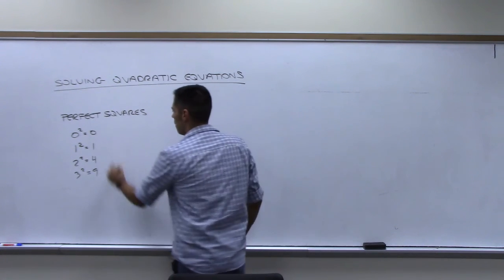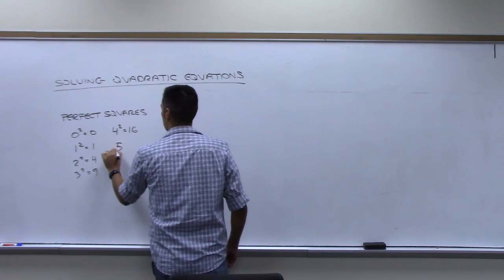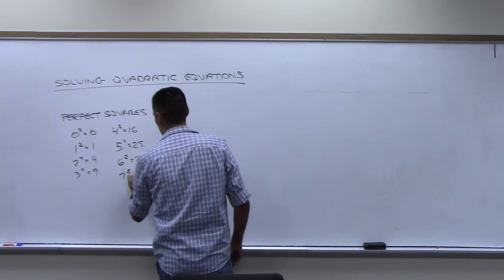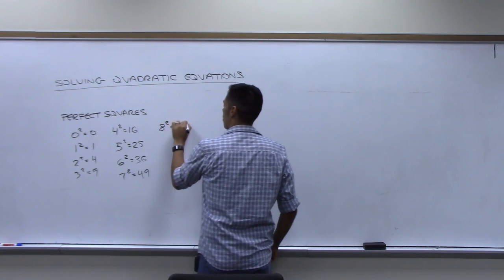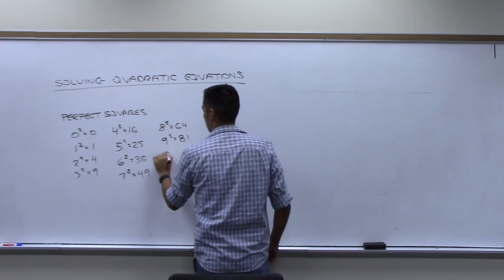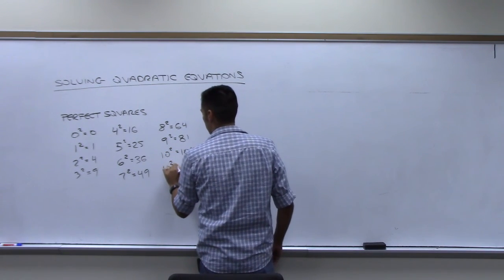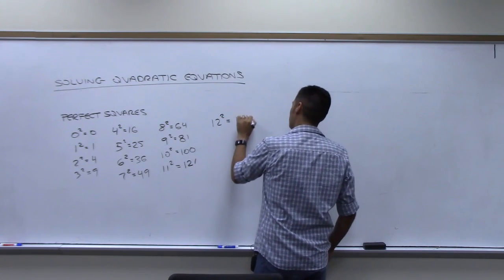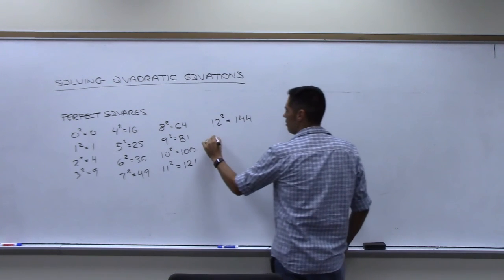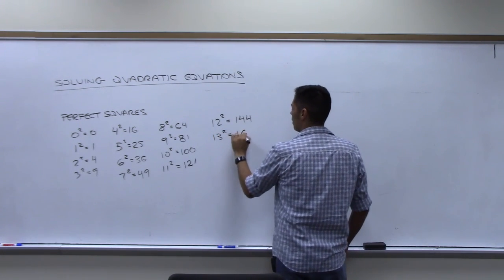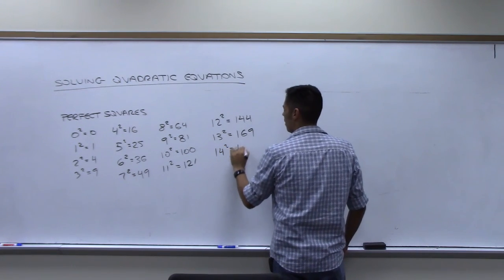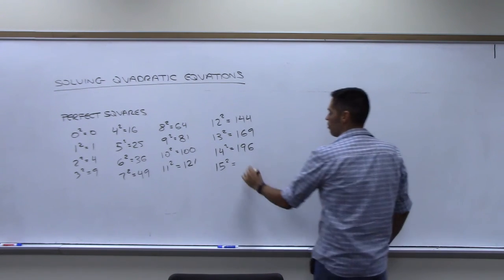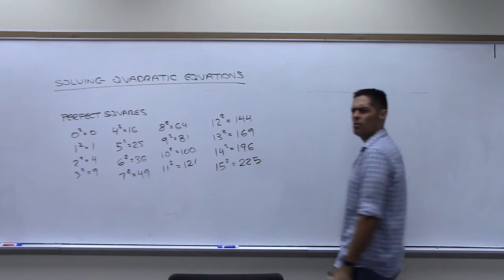4 squared is 16, 5 squared is 25, 6 squared, 36, 7 squared, 49, 8 squared, 64, 9 squared, 81, 10 squared, 100, 11 squared is 121, 12 squared, 144. That's about usually what we'll see, but we'll throw a few more. 13 squared is 169, 14 squared is 196, and 15 squared is 225. 225? Yeah.